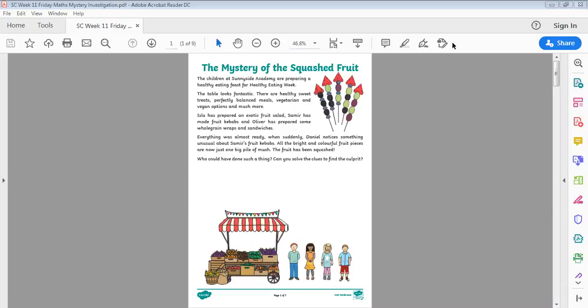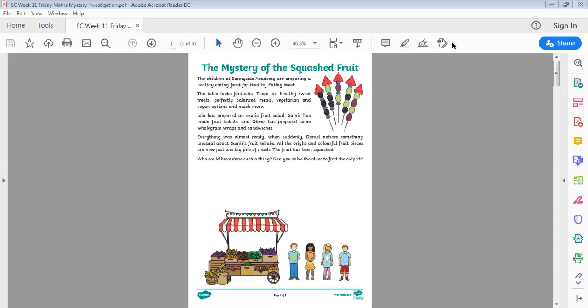Let's begin. The children at Sunnyside Academy are preparing a healthy eating feast for Healthy Eating Week. The table looks fantastic. There are healthy sweet treats, perfectly balanced meals, vegetarian and vegan options, and much more. Isla has prepared an exotic fruit salad. Samir has made some fruit kebabs, and Oliver has prepared some whole grain wraps and sandwiches.